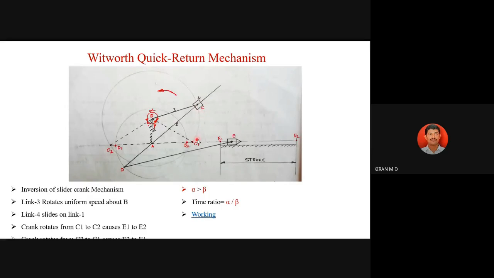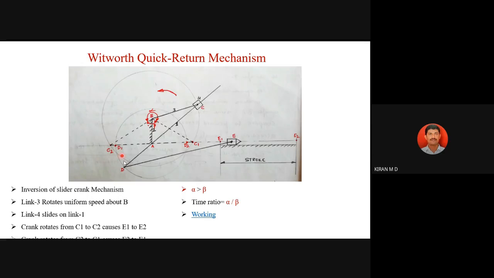When it is at C1, what will happen? This D will come to this point, which means E will be at E1. As it continues to rotate, moving from here to here, D will move from here to here. So when D reaches D2, it will push E to E2, from E1 to E2.